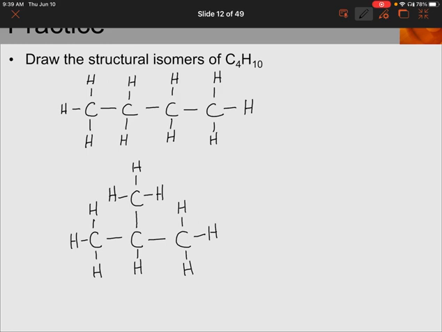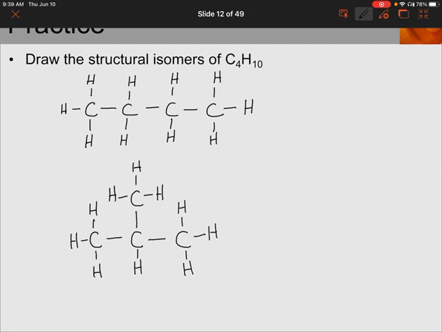Okay, and let's just count our hydrogens and make sure we have enough. So we've got 3 plus 3 plus 3 plus 1, so that gives us 10. Perfect. So these two structures are isomers of each other because even though they both have 4 carbons and 10 hydrogens, they have different arrangements for their atoms.